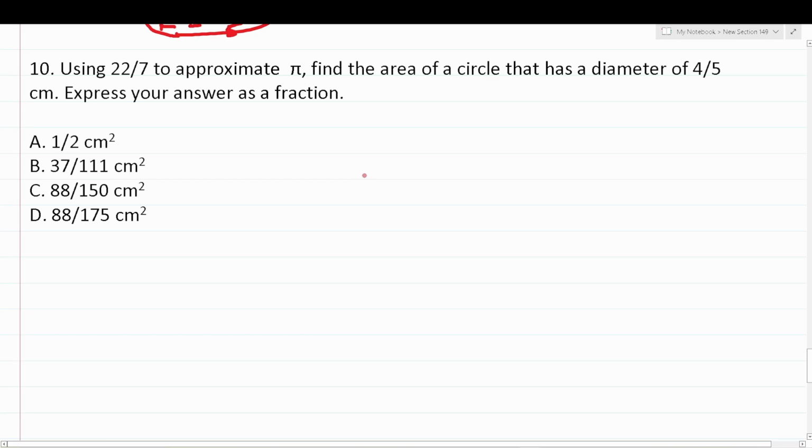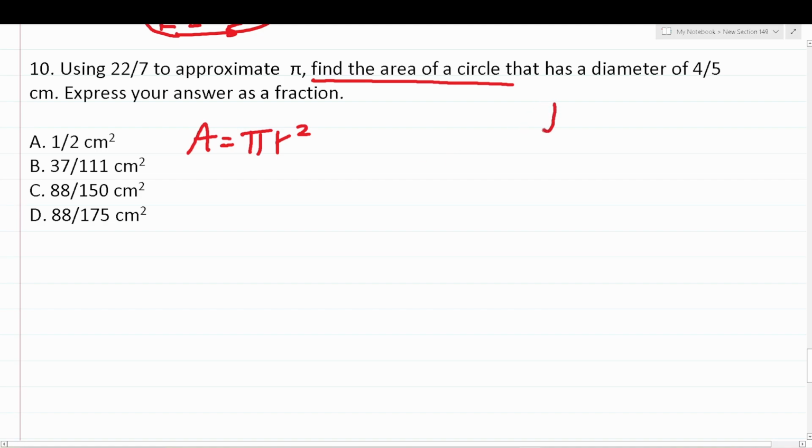All right, so number 10 says using 22 over 7 to approximate pi, find the area of a circle that has a diameter of 4/5 of a centimeter. Express your answer as a fraction. All right, so ultimately we're going to be finding the area of a circle, and that's one of the formulas that you do have to memorize for the ASVAB. That's area equals pi r squared. So in order to find the area of a circle, you have to know the radius of a circle.